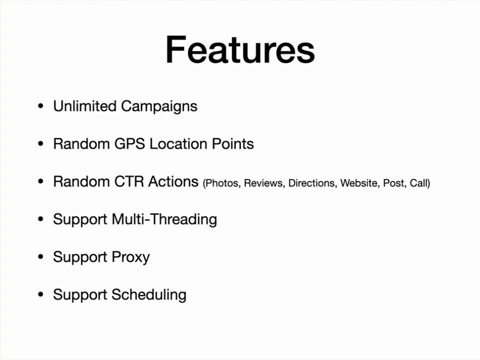Based on my experience doing this for a couple of years, GPS location points are really important. You need to make sure you always have a different GPS location point. Some bots only let you set one set of GPS location points. If you only run that for a short time, it doesn't matter, it's fine. But if you keep running the campaign with the same set of GPS locations, it will cause problems, because it leaves a footprint, and then Google will basically ignore any CTR action from your campaign.